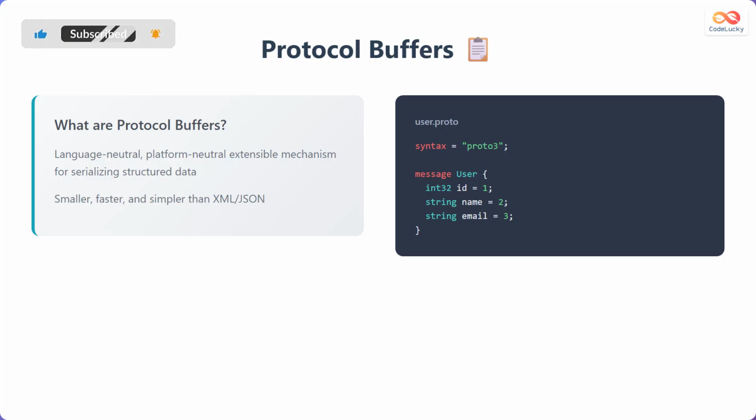In the example shown, we define a user message with 3 fields: an integer ID, a string name, and a string email. Each field has a unique number that protocol buffers use for efficient serialization. The syntax equals "proto3" specifies we're using the 3rd version of the protocol buffer language, which is the current standard.